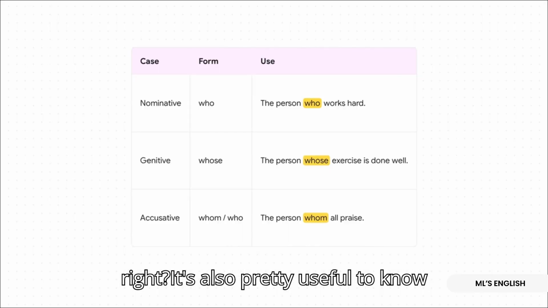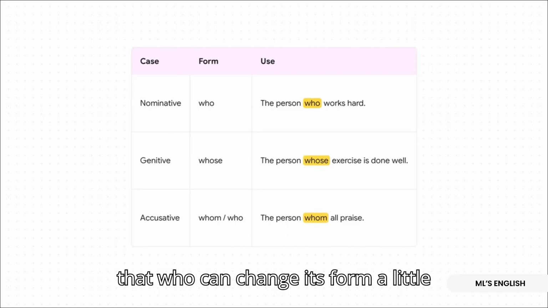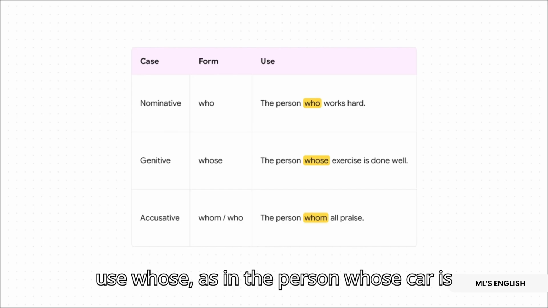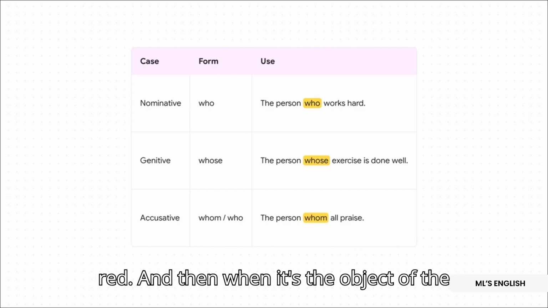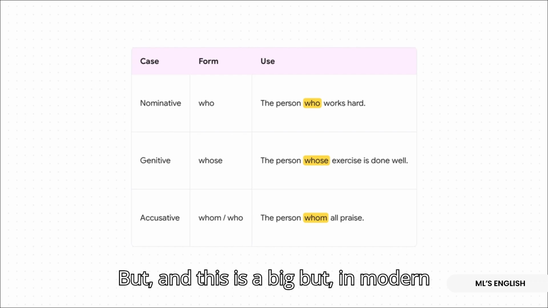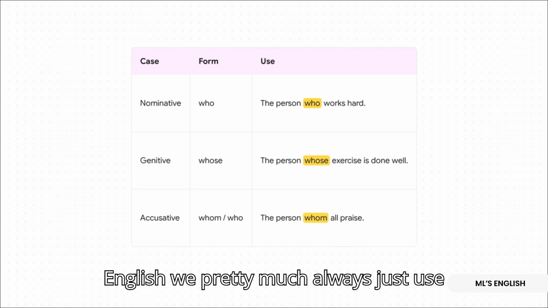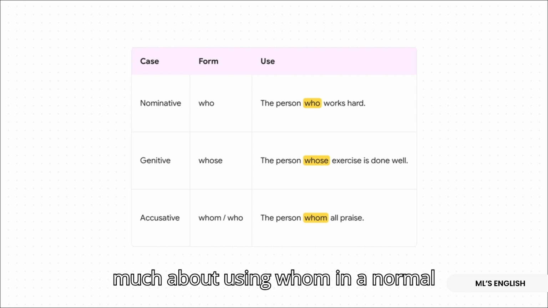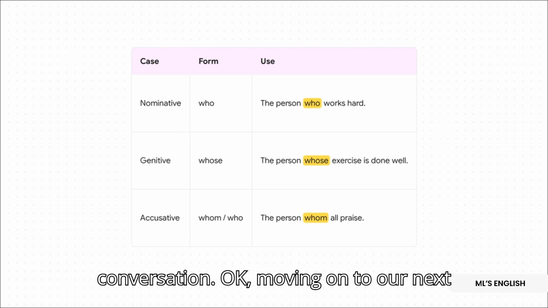Easy, right? It's also pretty useful to know that who can change its form a little bit. If you want to show possession, you use whose, as in the person whose car is red. And then when it's the object of the verb, the really formal word is whom. But, and this is a big but, in modern English, we pretty much always just use who instead. So really, don't stress too much about using whom in a normal conversation.